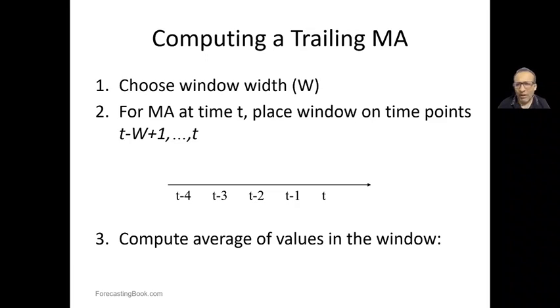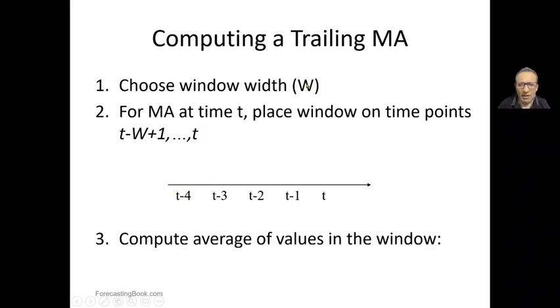Number two, for the moving average at time t, place the window on the time points. So we have t minus w plus 1 up until t. For instance, if the window is 7 days or 7 months, t minus w plus 1 will be t minus 6. Then t minus 5, t minus 4, t minus 3, t minus 2, t minus 1, t. That will be 7 observations.